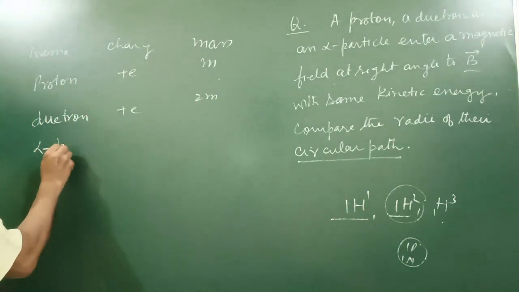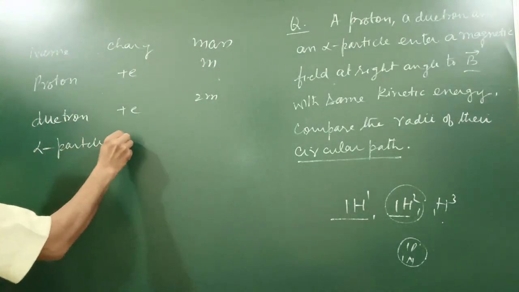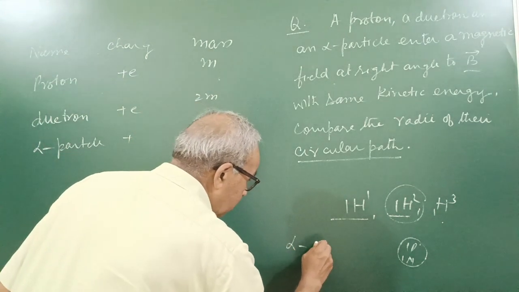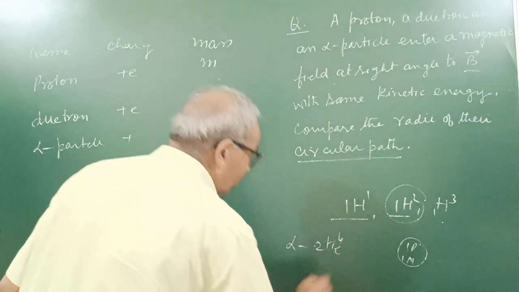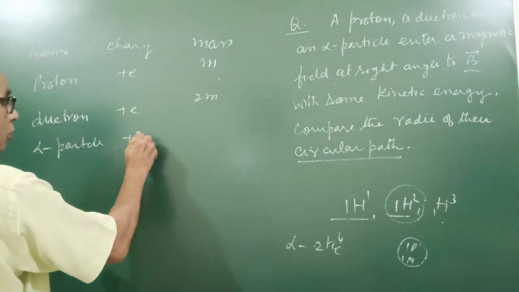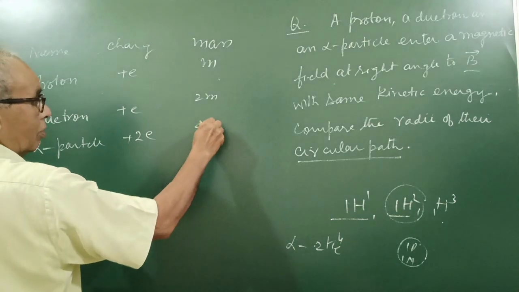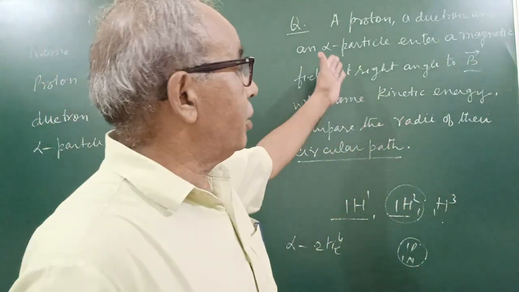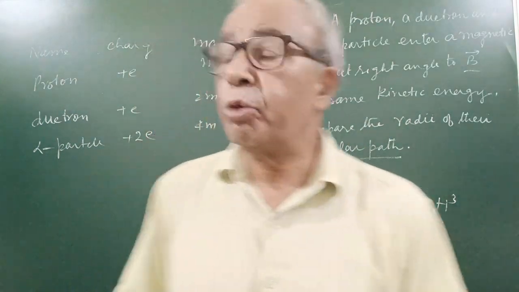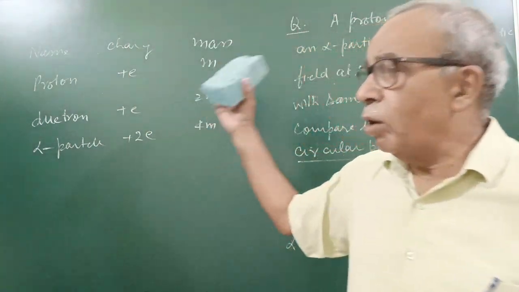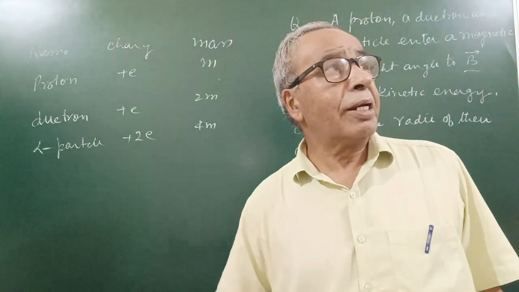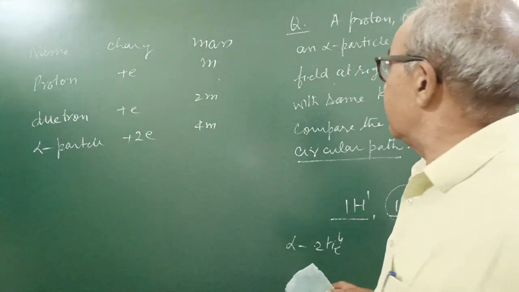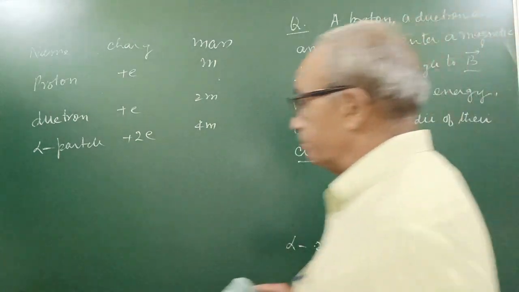Alpha particle is the helium nucleus, 2He4. So it has charge 2e and mass 4m. First of all, we must know this thing. In the question, note that proton, deuteron, and alpha particle are all charged particles. They enter the magnetic field B normally with the same kinetic energy, and we have to find the ratio of the radii.